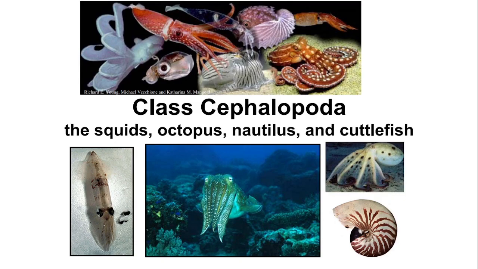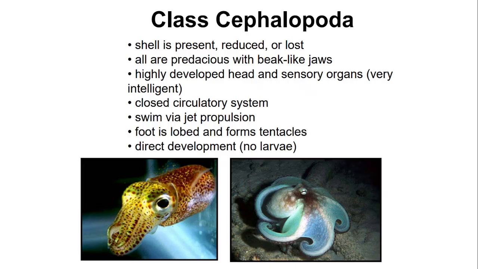These are the cephalopod species, as I mentioned earlier, the class Cephalopoda, which includes squid, octopus, cuttlefish, etc. First, we have to know the general description of the cephalopod class. The shell is present, and reduced or lost in some other species. All of these organisms are predaceous with beak-like jaws, a highly developed head and sensory organs, and are very intelligent animals.